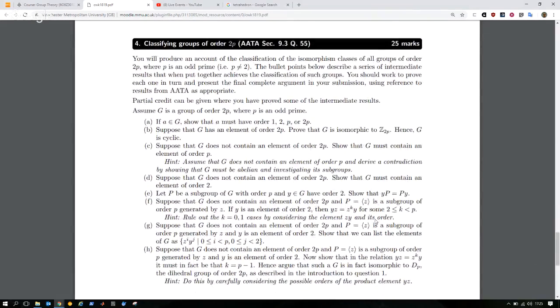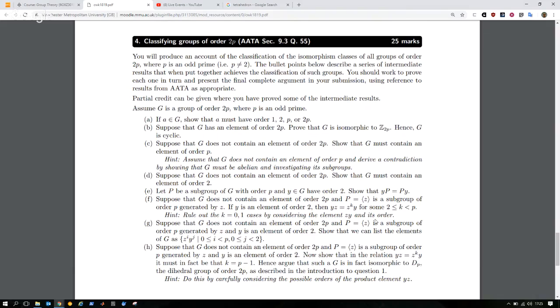And question 4. Maybe fun. So this question is a really nice result. It's quite a decent, substantial result. It's classifying all groups of order 2p, where p is any odd prime number.